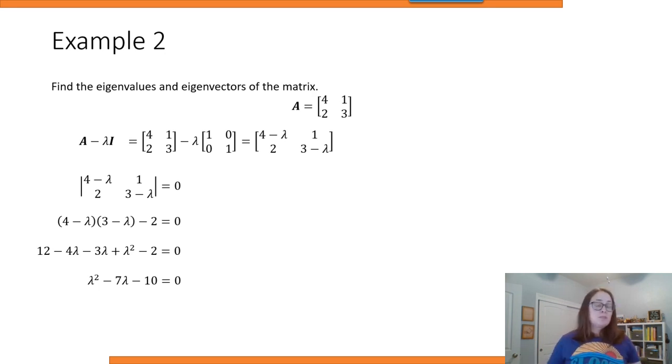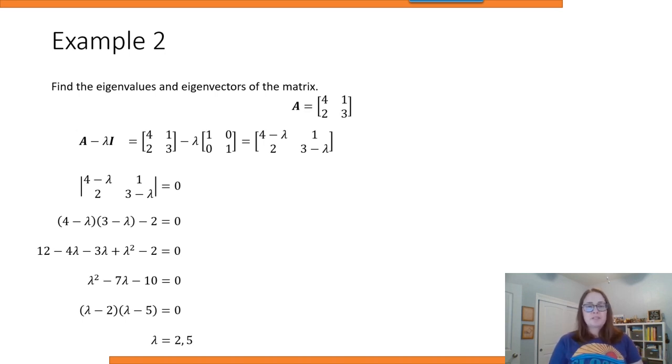At this point, you can use any method that you've learned in the past to solve this. If it's factorable, it's usually the first thing I try, and this one is factorable. It factors into (lambda minus 2)(lambda minus 5), which means that my eigenvalues are 2 and 5.